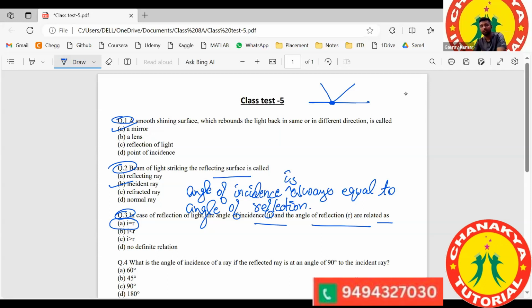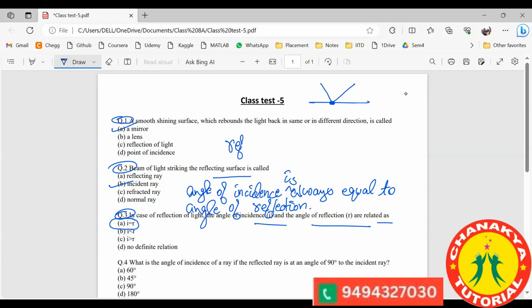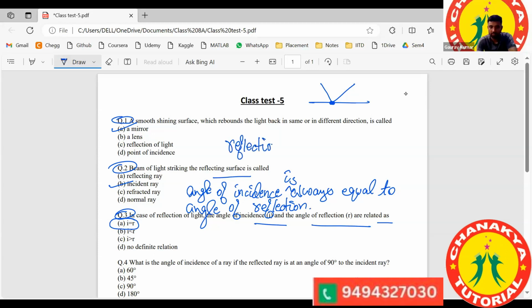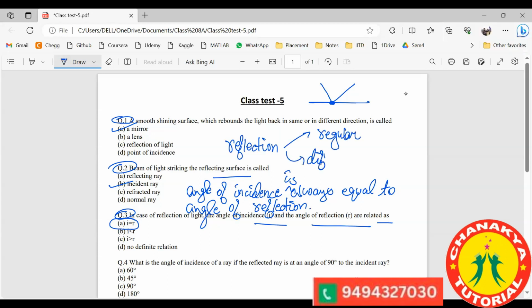Okay, and tell me what are two types of reflection we have talked about. Regular reflection and diffused or irregular reflection. Good. So reflection are of two types. One is regular and one is diffused. Irregular or diffused.